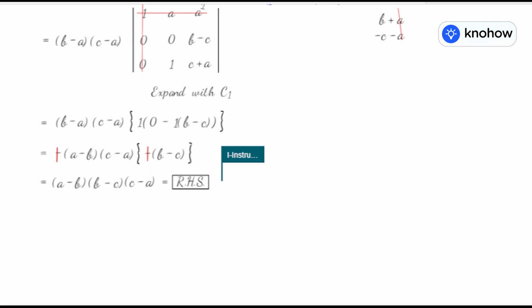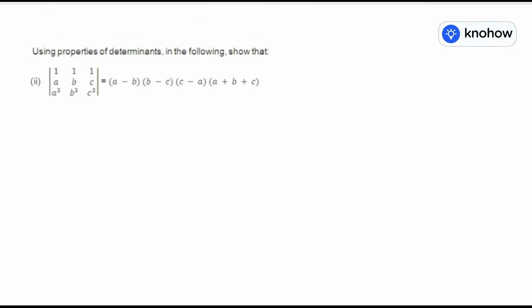In question 1-8, first part, the 1, 1, 1 was there in the first column, so we applied R2 minus R1 and R3 minus R1. Now this time, in this question, what is your left hand side? Determinant with 1, 1, 1 in the first row, A, B, C in the second row, and A cube, B cube, C cube in the third row. So 1, 1, 1 is there in the row.